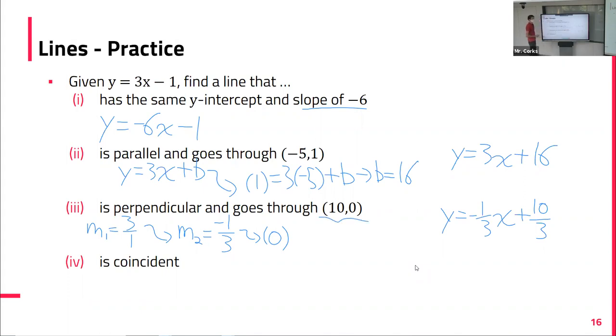We have to go through this point. It's not just any y-intercept. We want it to go through exactly this point. So if we substitute in those values here, then we have negative 1 over 3x, and here the x is 10, plus b, and then we'll have from this that b is equal to 10 over 3.